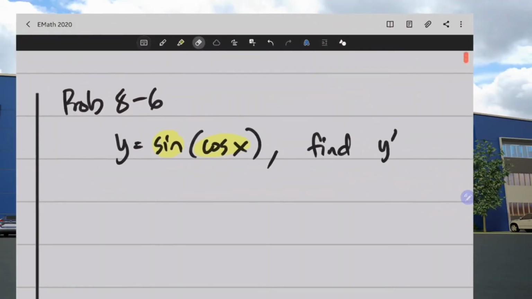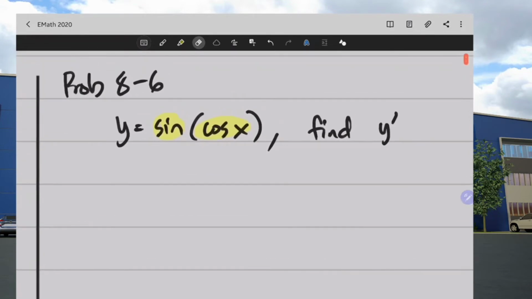Okay, my video wasn't syncing well, so I just turned off my camera. So we'll proceed to this next problem, problem 8-6. If we have sine cosine x, find y prime.